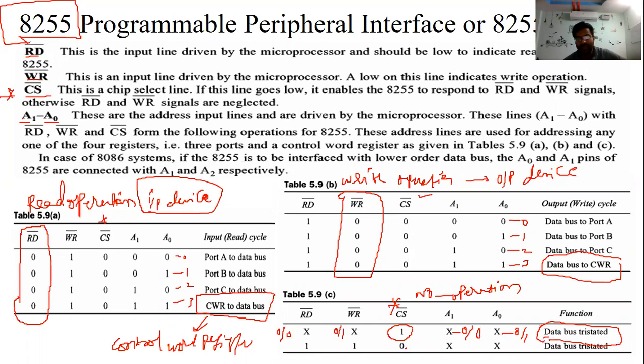If CS is enabled, the microprocessor performs read and write operations, but if both are disabled, 1, 1, there is no operation at all. The data bus is tri-stated at that time. So this is the case.